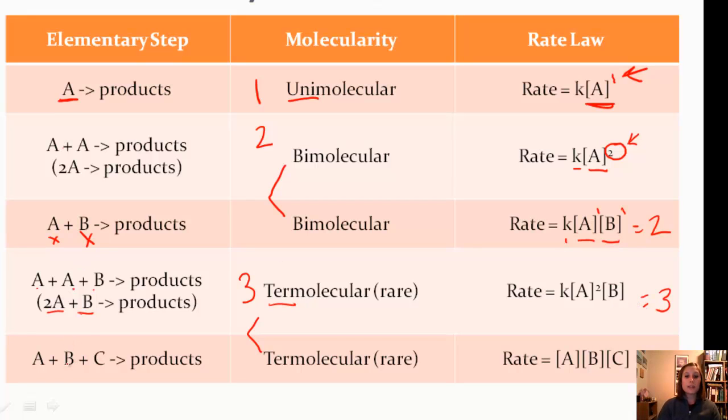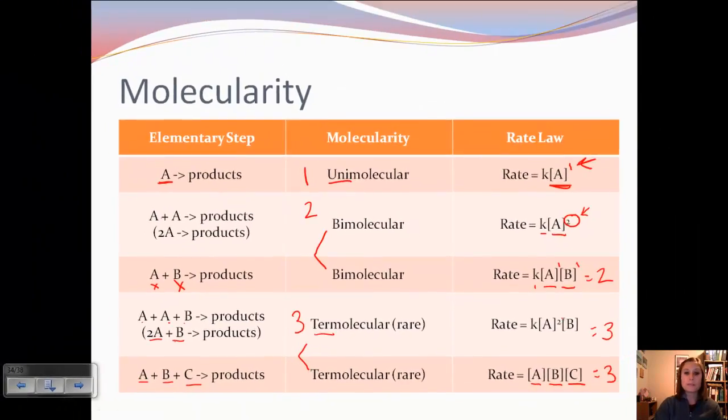The other situation we can have with termolecular is three different species added together. So A plus B plus C gives us a termolecular molecularity. And our rate law is k times the concentration of A times the concentration of B times the concentration of C. So again, that gives us third order overall. So this is what they mean when we say we can determine the rate law based on the molecularity. They are kind of equal or the same.